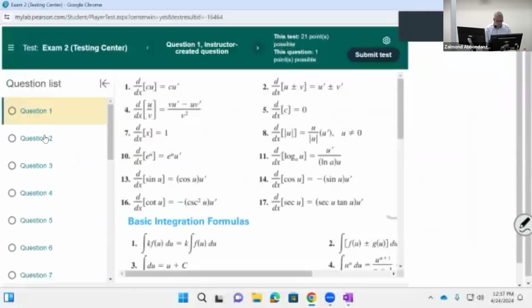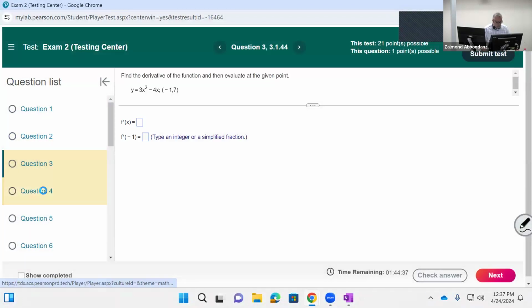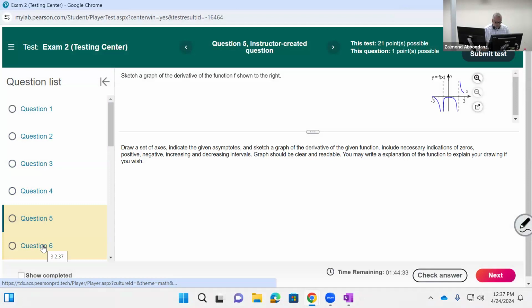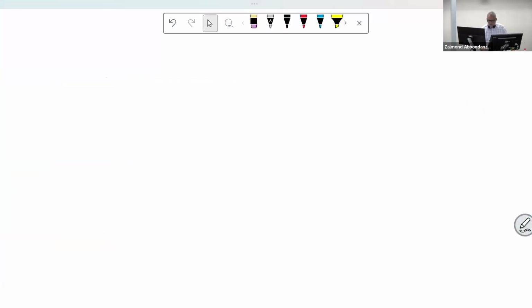I'm going to share my screen and show you exam 2. Yeah, this one. So you want to sketch a graph of the derivative of the function. Okay. All right, we can go over that. Let me see if I can make one up here.